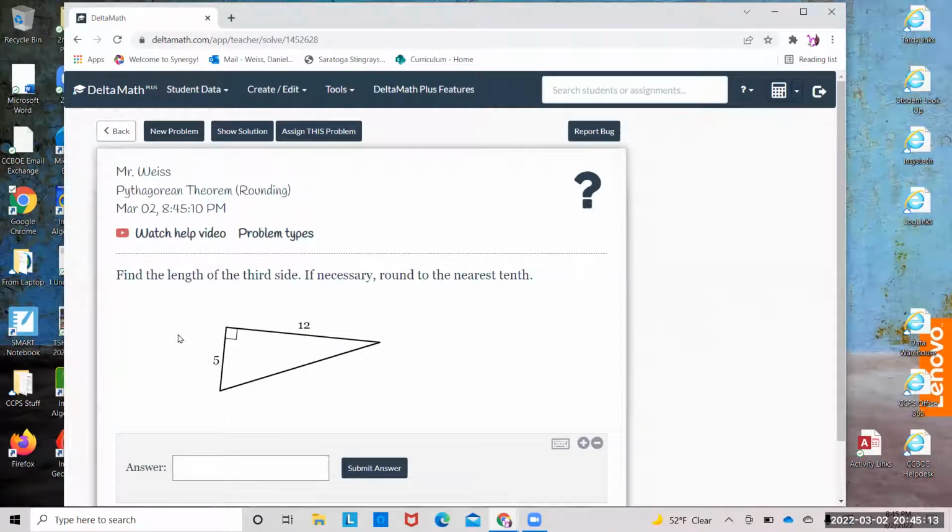A squared plus b squared equals c squared. So you have to do 5 squared plus 12 squared equals c squared. So 5 squared is 25, 12 squared is 144. Add them together, you get 169. But then you take the square root of 169 to get 13.